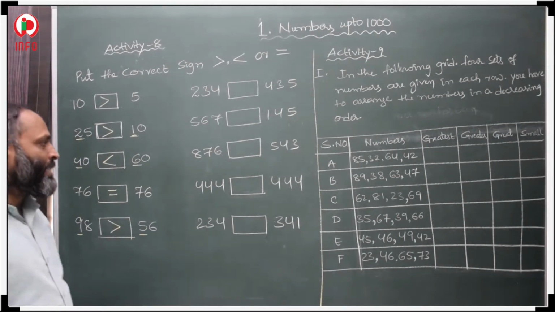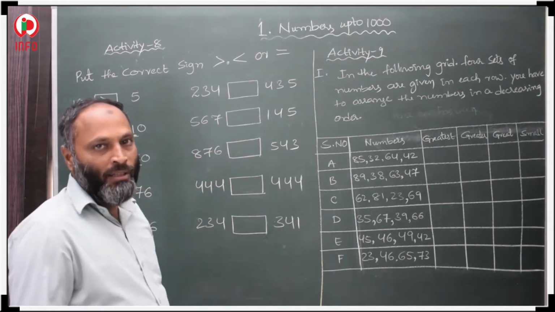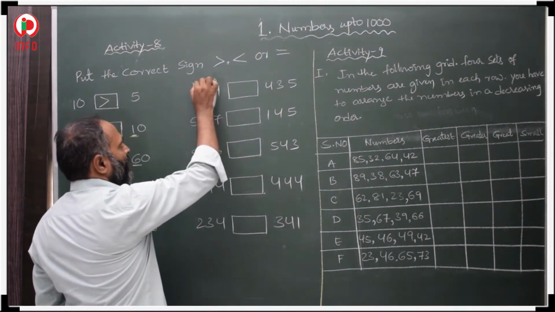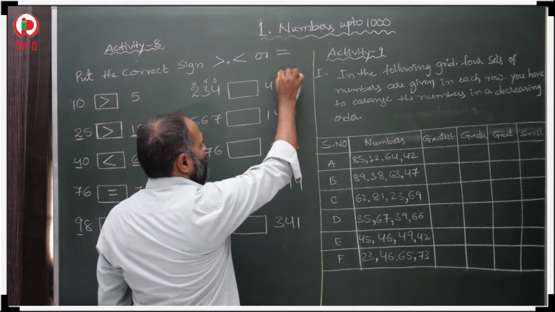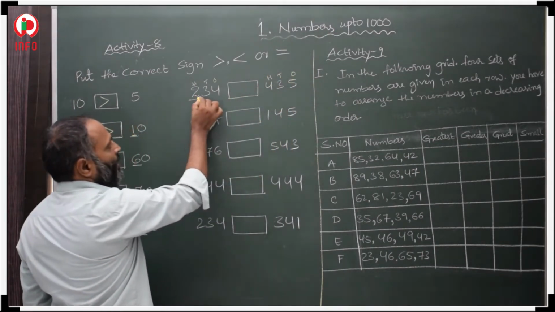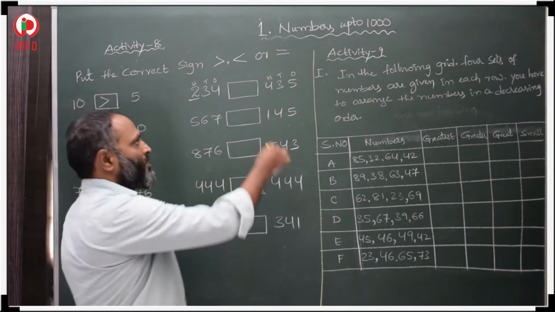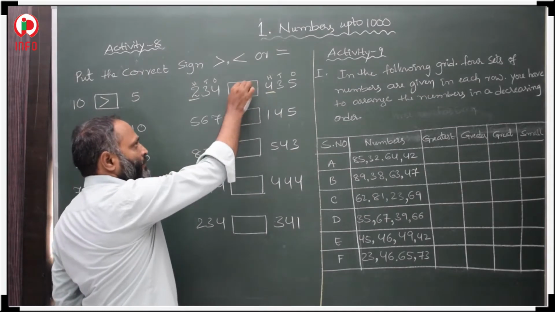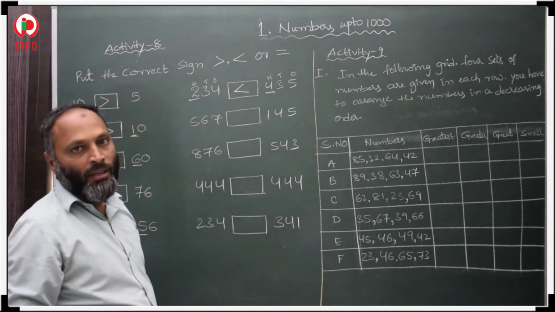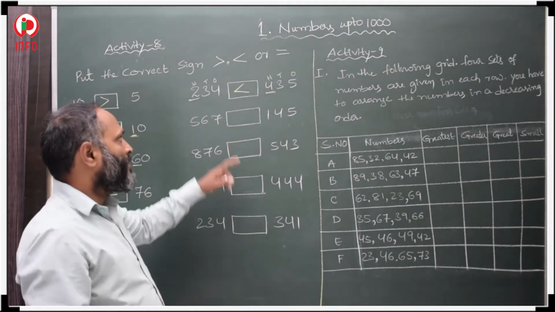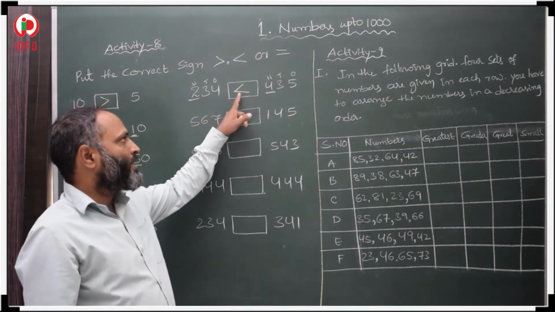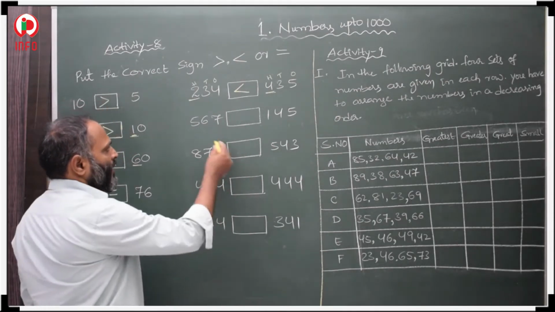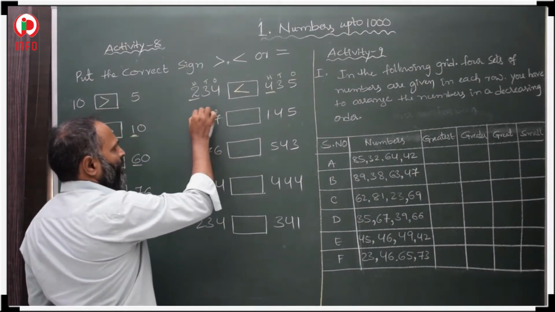Now we are going to discuss 3 digits comparison. Here, ones place, tens place and hundreds place. Check. In hundreds place 2 is there. In hundreds place 4 is there. Then 2 is less than 4. It means 234 is less than 435.